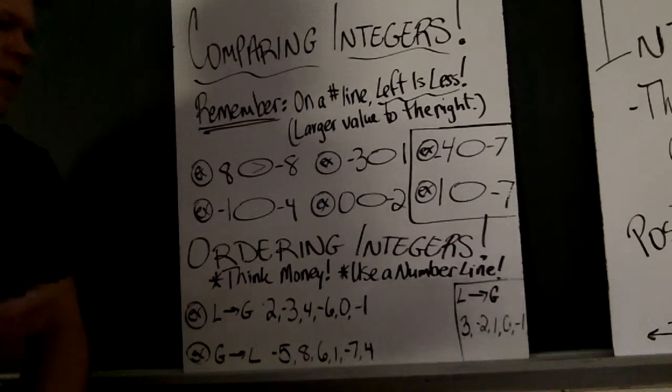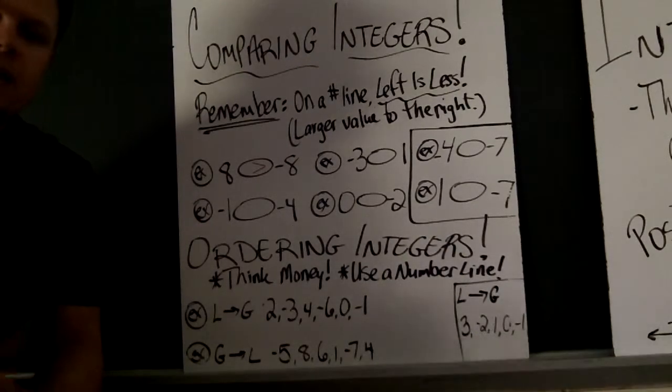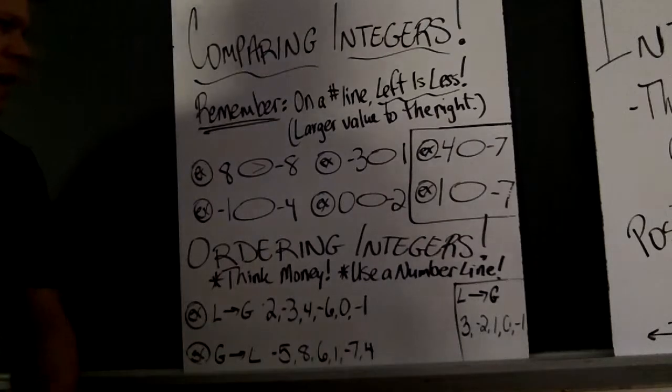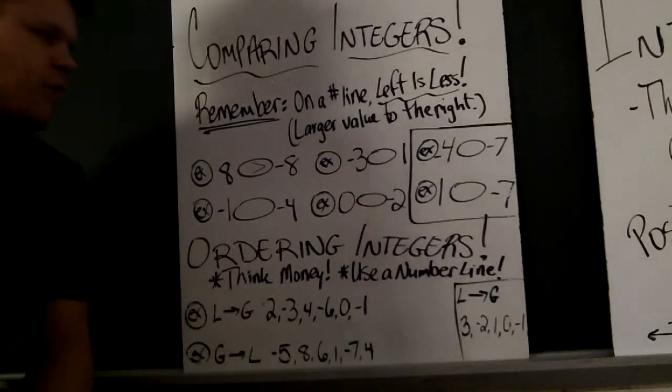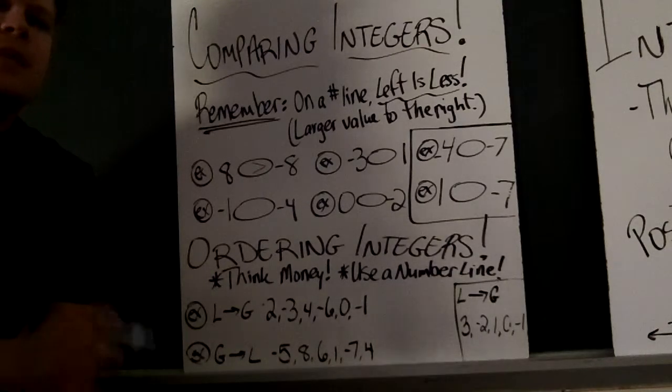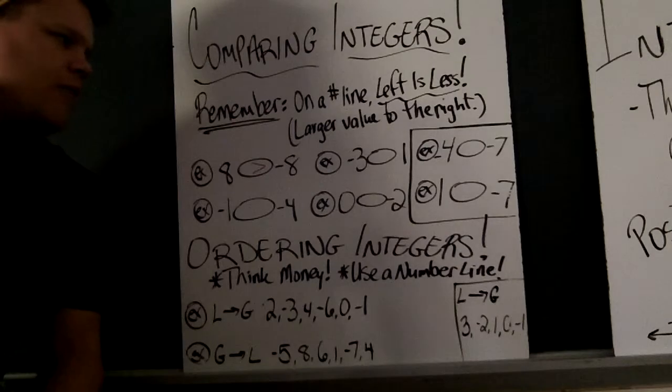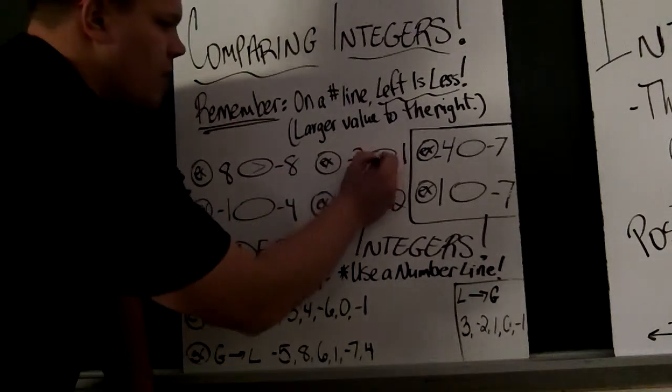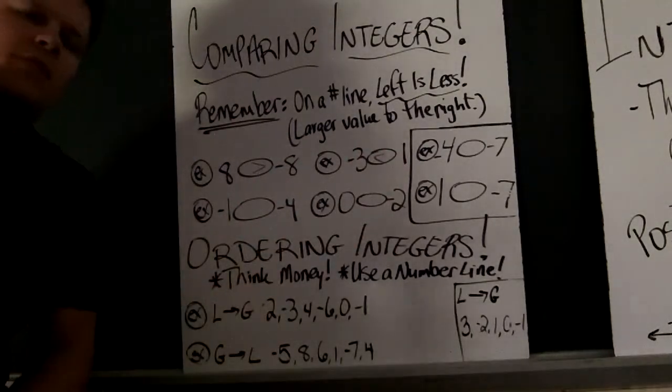And as a rule, anything that's positive is always greater than anything that is negative. If I scroll over here, negative 3 blank positive 1, again, that same rule still applies. A negative is always going to be less than a positive, so negative 3 is going to be less than a positive 1.